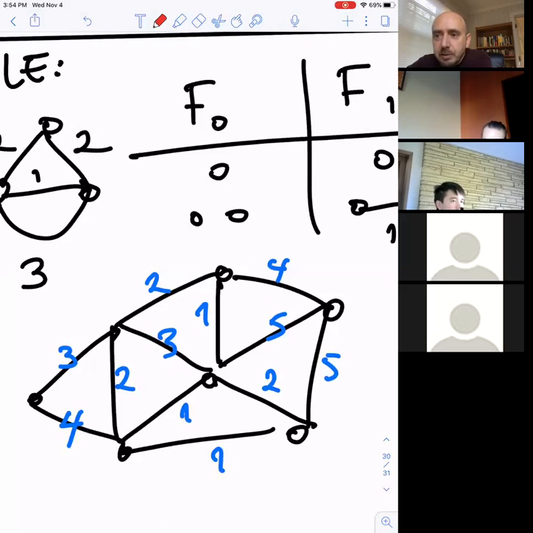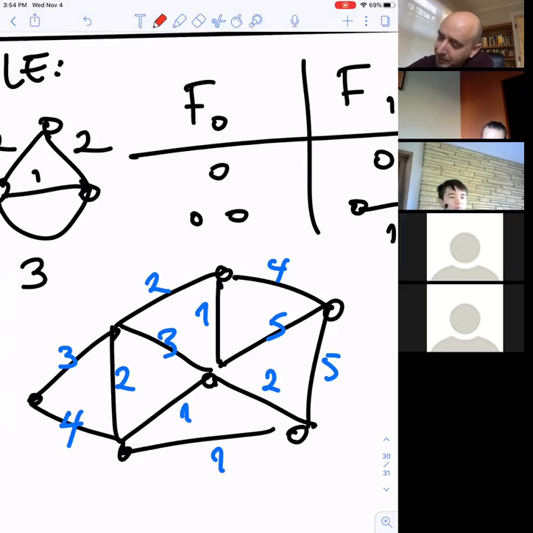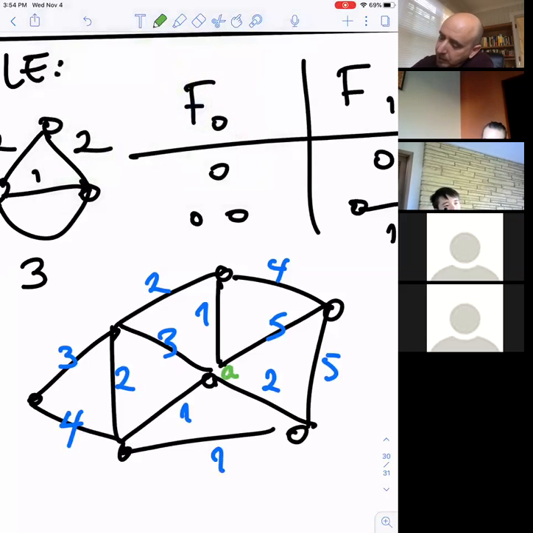So who should we take first? Tell you what, let me label the vertices with some names. That's vertex A, B, C, D, E, F, G. Okay, let's see. Rebecca, put in the chat. Give me the first edge I should take, or a first edge I could take.